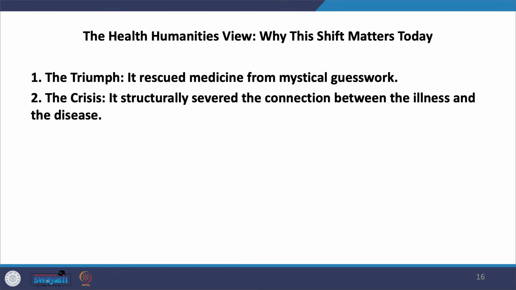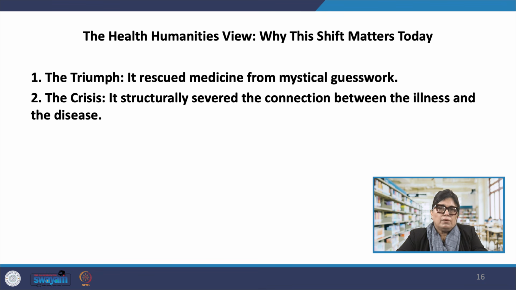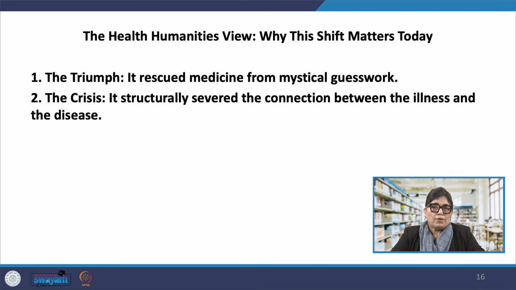So, the health humanities view: why this shift matters today. Health humanities scholars emphasize the historical shift from classifying to localizing disease was a double-edged sword. And under this sword, the first one is the triumph. It rescued medicine from mystical guesswork, allowing doctors to precisely pinpoint, target, and treat physical pathologies. Localizing a tumor, identifying an appendicitis, the crisis, it structurally severed the connection between the illness, the patient's subjective personal experience of suffering, and the disease, the localized objective cellular malfunction.